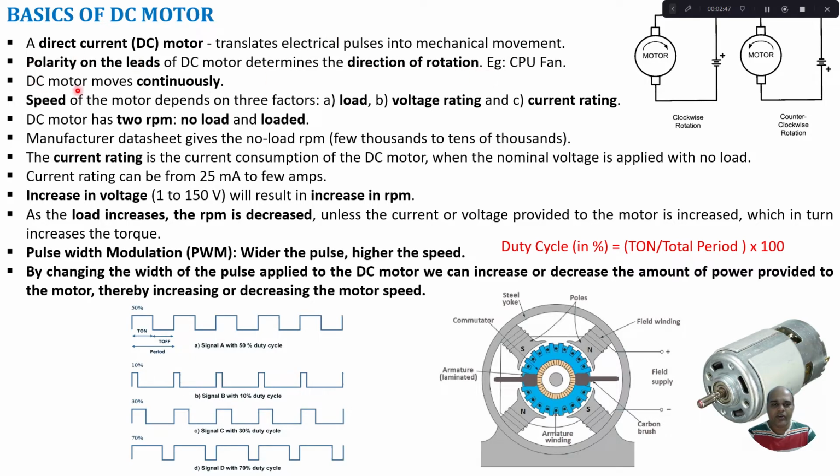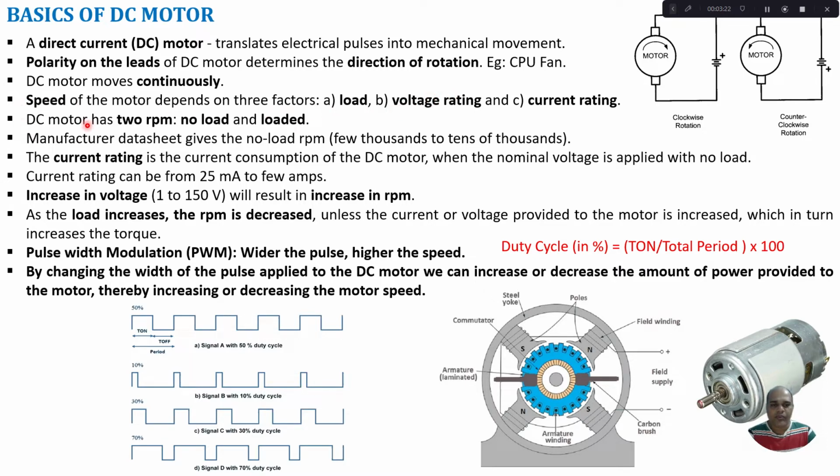A DC motor moves continuously. We can also vary the speed of the motor by three factors. By changing the load, I can change the speed. By changing the applied voltage and current, I can change the speed. For example, if I increase the load, the speed of the motor will get reduced. If I reduce the load, the speed will be increased. In the same way, by increasing the voltage or current, the speed can be increased. By reducing the voltage or current, the speed will be decreased.